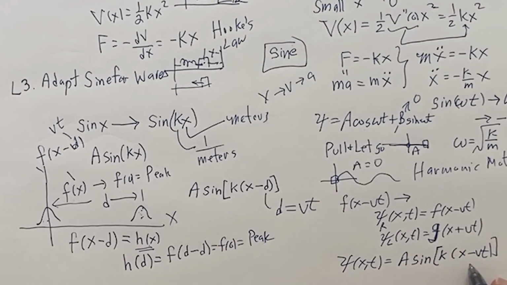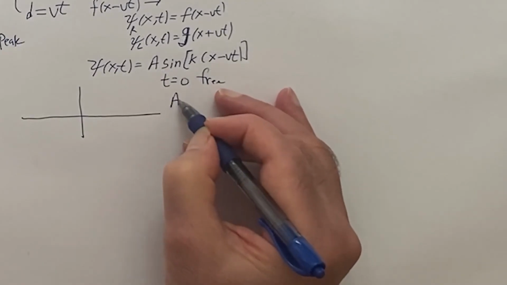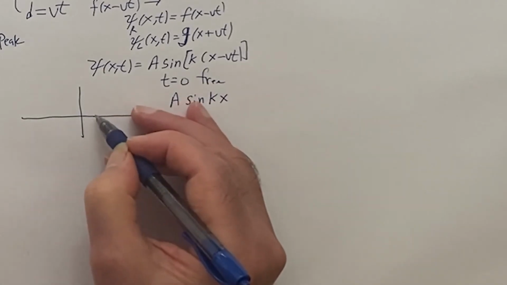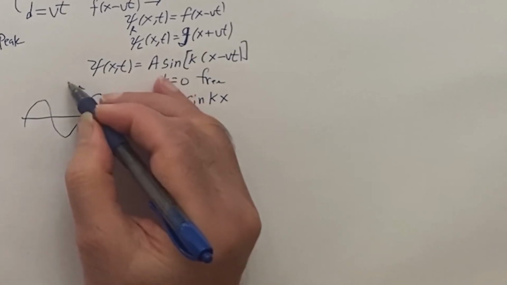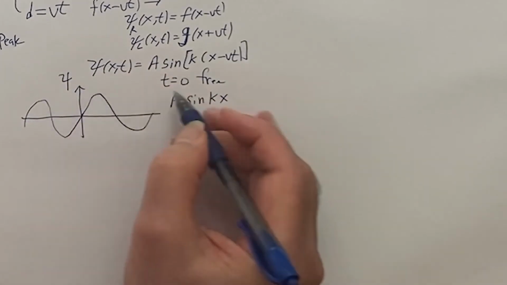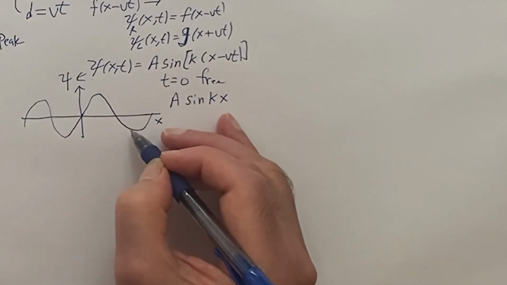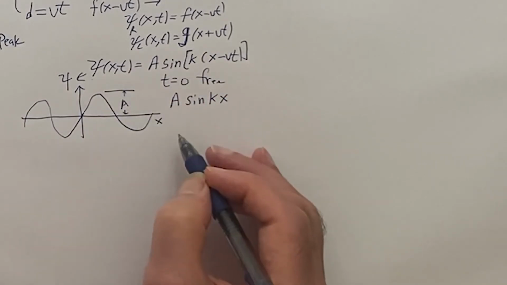So now let's study this function a little bit. To study it, we're going to let t equal 0 to freeze it. If t is equal to 0 and I freeze it, I have a sine of kx. So here is the sine, like that. This is the function, and this is x. And this here is your amplitude, how tall the wave is.